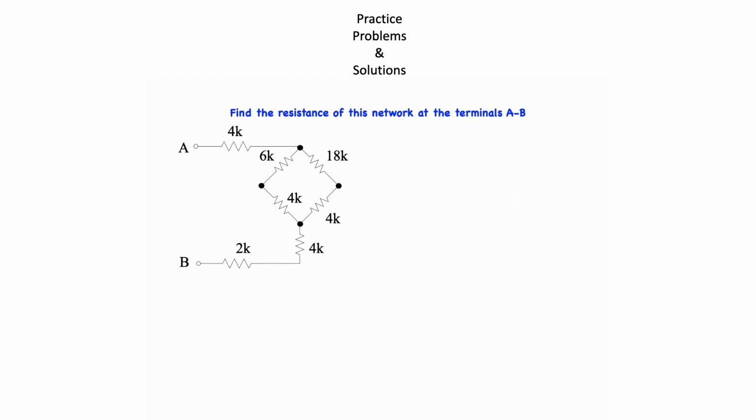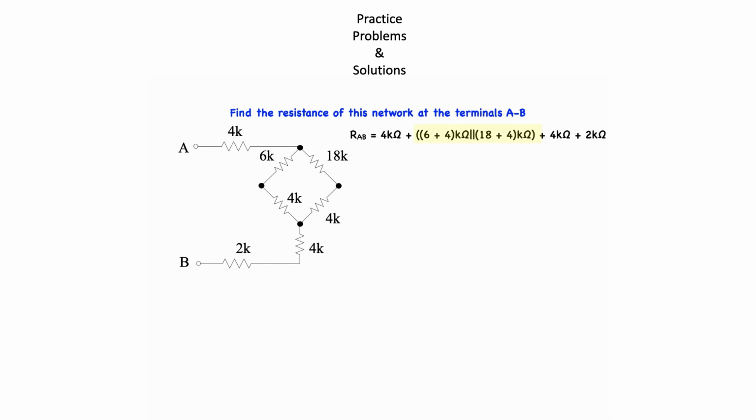Now, the total resistance, RAB, is going to equal the 4k ohm plus the parallel combination of the quantity 6k plus 4k ohm and the quantity 18k plus 4k ohm, in series with the 4k ohm and the 2k ohm resistor, giving us the equation for RAB.